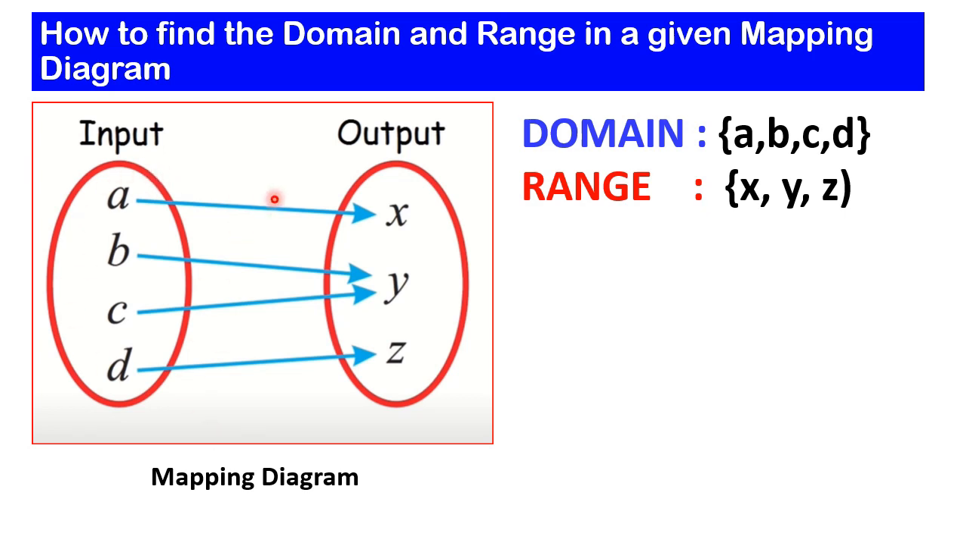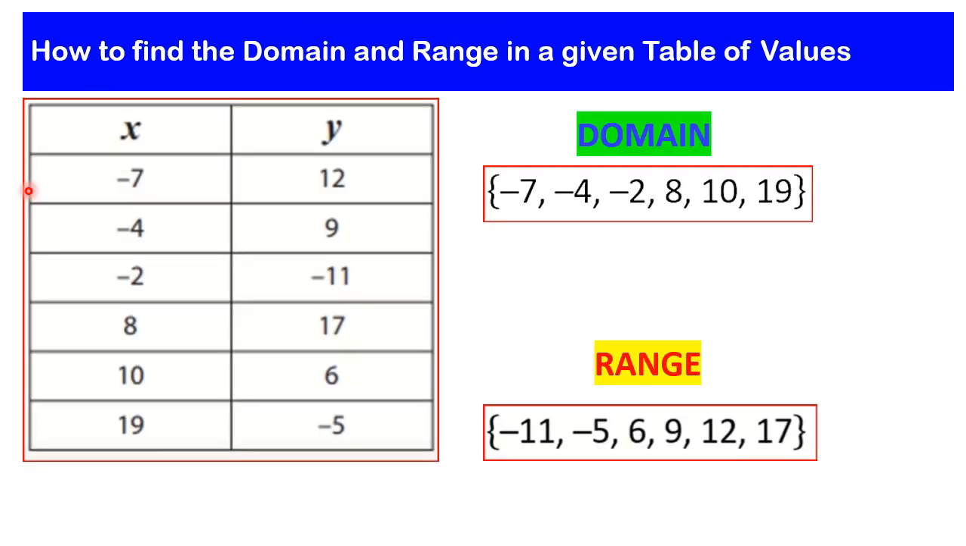So, if we have a mapping diagram like this, these are the input values and these are the output. So, the input values is 1, A, B, C, D. So, ang domain po natin, A, B, C, D. Ang output po, ayun yung range. So, X, Y, Z. Paano naman daw po kung ang given ay table? O paano natin ma-identify yung domain at range?